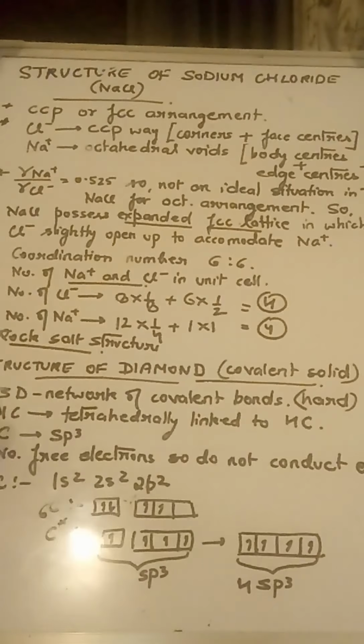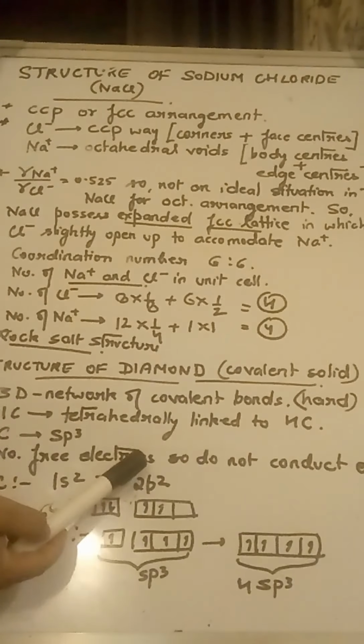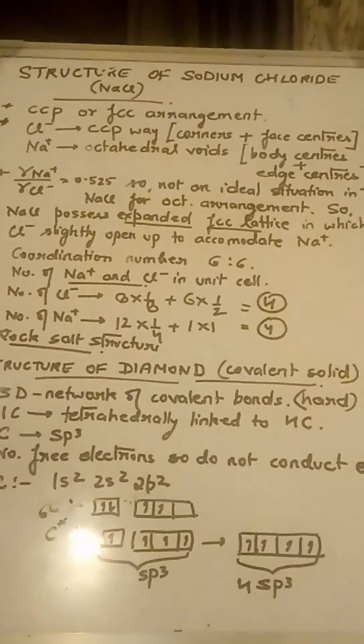So there are no free electrons in diamond, so it does not conduct electricity. You know that diamond or any substance can conduct electricity only when it has free ions or free electrons. So carbon does not conduct electricity because it does not have free electrons. Let us see why it does not have free electrons. You see the structure of carbon.